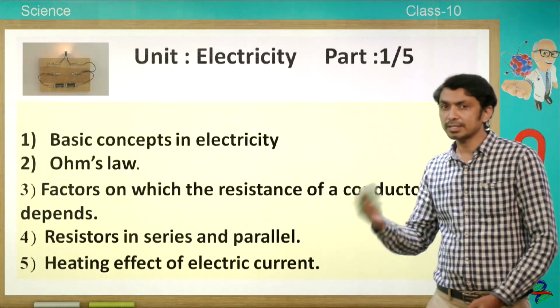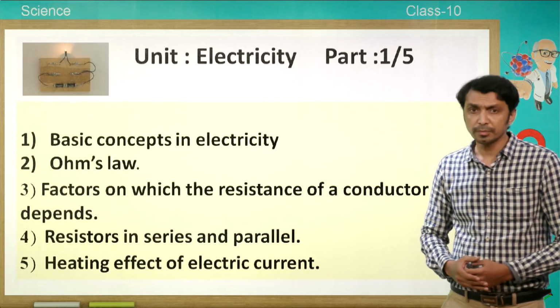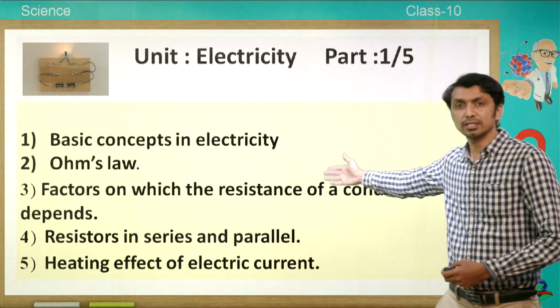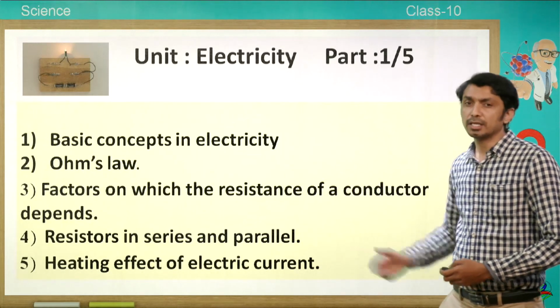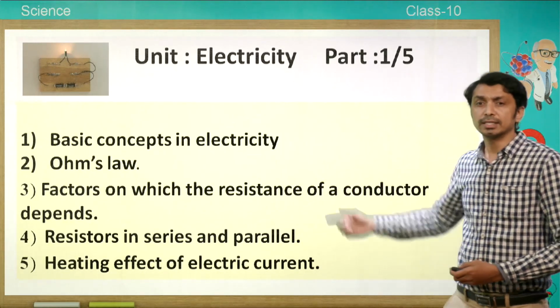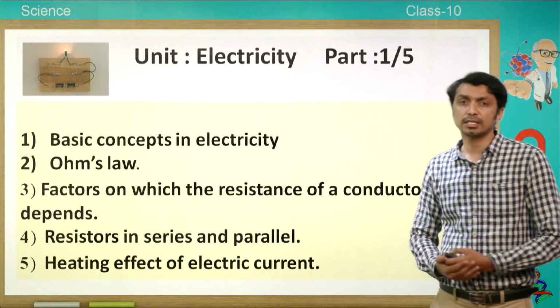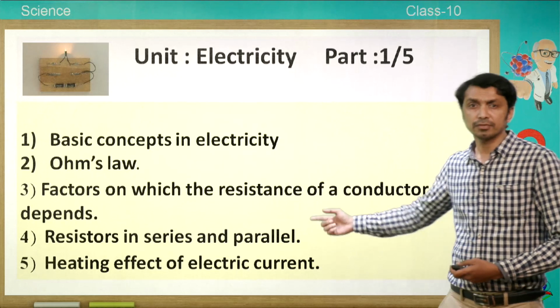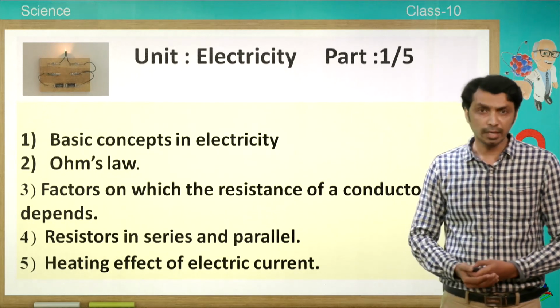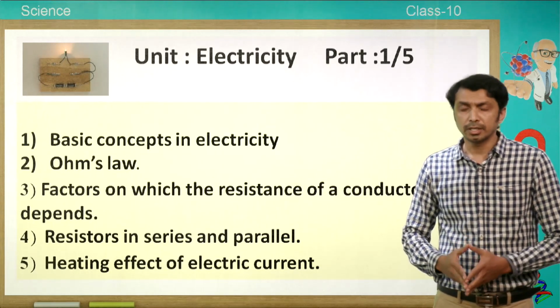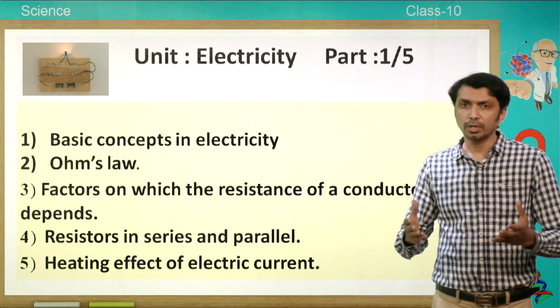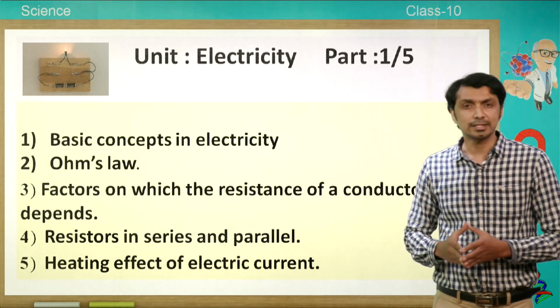Now which are the next sessions that you are going to see? As you can see, the second session is Ohm's law, third session is the factors on which the resistance of a conductor depends, fourth session is resistors in series and parallel, and the fifth session is heating effect of electric current.